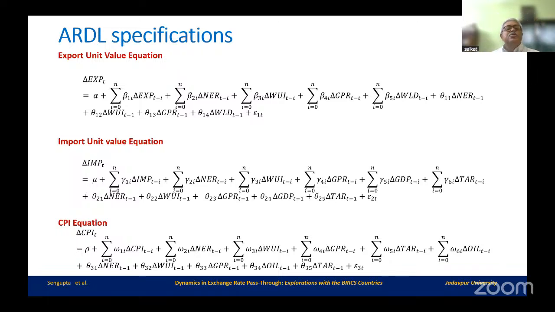Now we have used three equations, the ARDL specifications. The first is for the export prices, the second is for the import prices, and the third is for the consumer price index for each individual BRICS country. And you would see that the lag values, immediate lag values and the other lag values are all being used. I can run from 1 to n, but we have used this specification, and we have done the long-run bound test and the short-run test, and we will report the tests now.